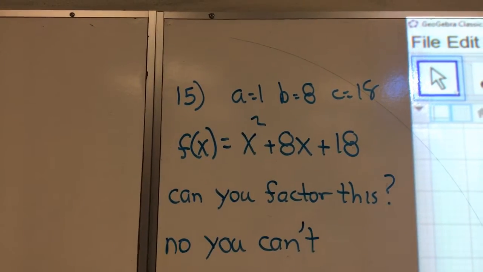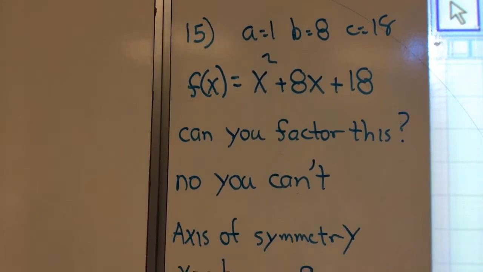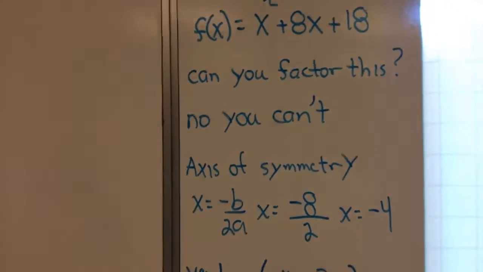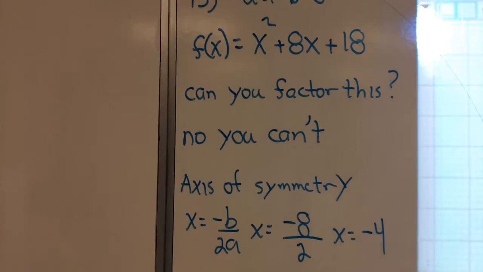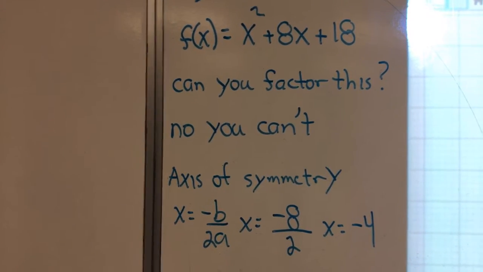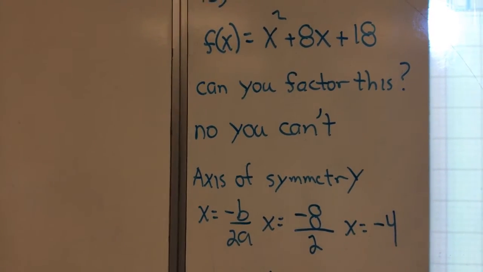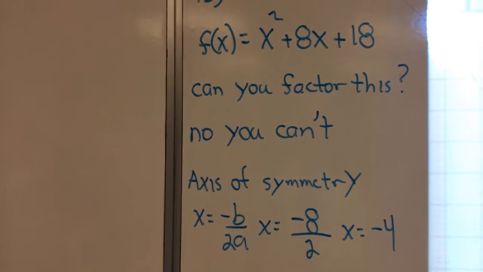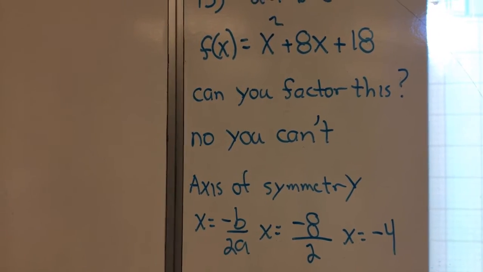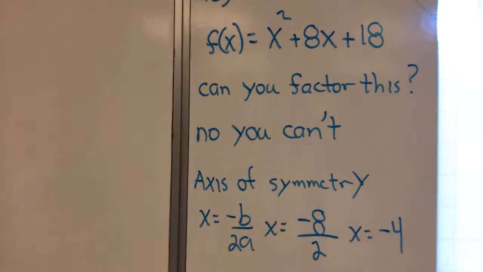But that does not mean we get to quit and go home. No, we can still find the axis of symmetry, so let's do it. Remember, the equation for axis of symmetry is x is equal to negative b over 2a, and if b is equal to 8, that means the opposite of a positive 8 is a negative 8, and of course a is 1, and 2 times 1 is 2, and now I get negative 8 divided by 2 is negative 4. So the axis of symmetry is x is equal to negative 4. That'll be a vertical line that goes through the x-axis at negative 4. So what's the significance of that? Well, the vertex is on the axis of symmetry.